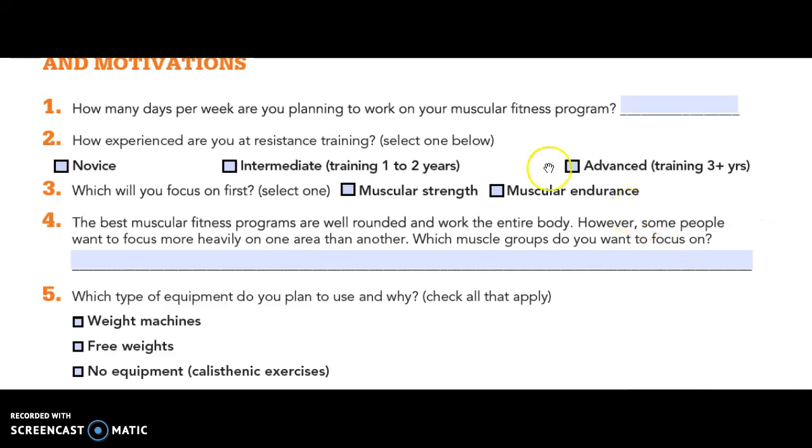The next thing is that here you want to talk about how experienced are you. Are you a novice, where you have not been doing resistance training for a year? Or are you intermediate or advanced, 3+ years, where you've been doing this for a long time? You'll have to select either muscular strength or muscular endurance as your focus. It's difficult to work on both of these at the same time.